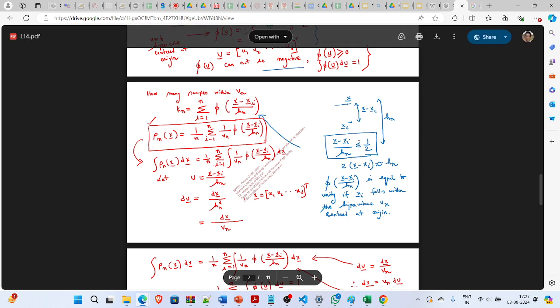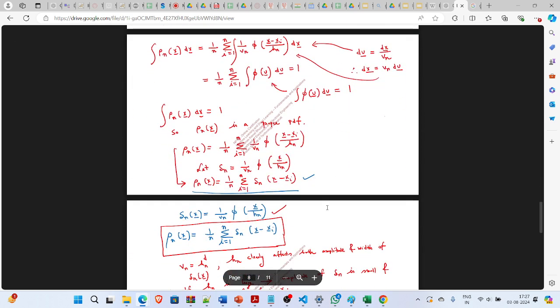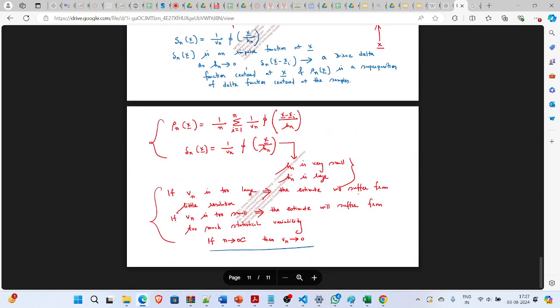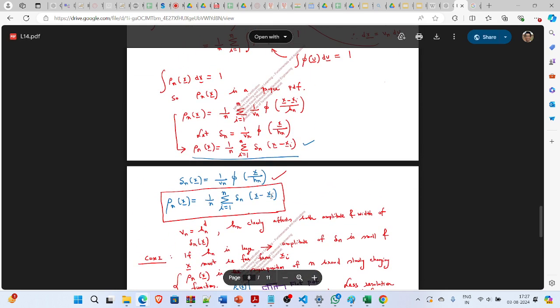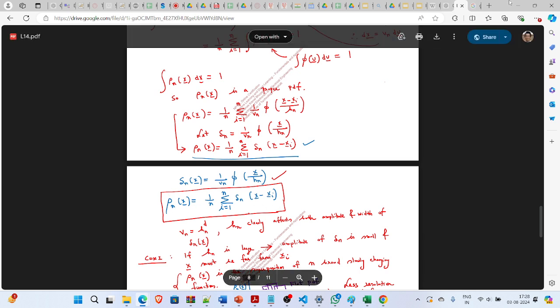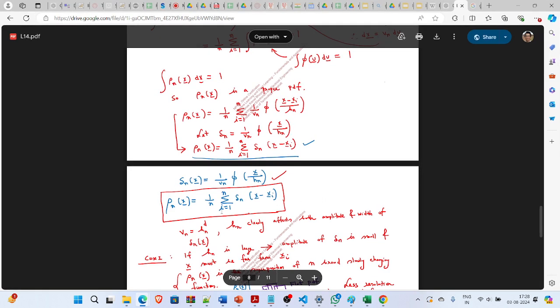This is the most important part here, this condition: less than or equal to half. Some integration here and there and proof, nothing to understand here. What we do next is this density equals 1 by n of this summation. From this Parzen window we calculate the probability density function.